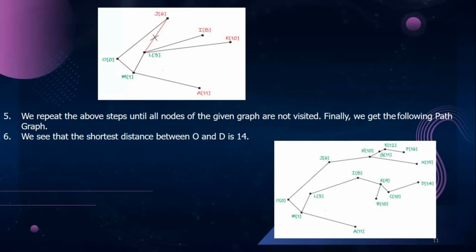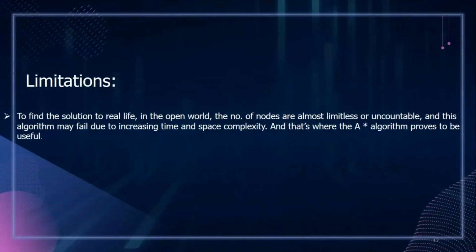We see that the shortest distance between O and D is 14. Limitations. To find the solution to real life, in the open world, the number of nodes are almost limitless or uncountable, and this algorithm may fail due to increasing time and space complexity. And that's where the A* algorithm proves to be useful.